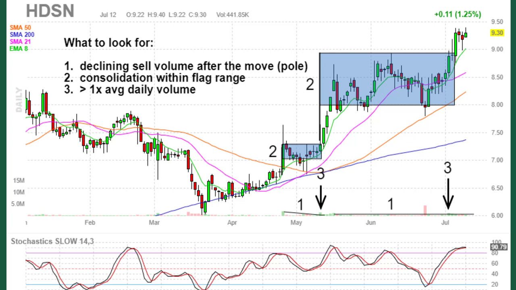And we'll see another one here with HDSN. So we've got our flagpole right here, declining volume after the move, and then a breakout on greater than 1 times average daily volume, and here's that consolidation within the range. And then there's another pole, another consolidation. This is a wider range, a little bit choppy, but still pretty tight. And right there, even despite this giant sell candle, we have this 1 times average daily volume up, out, and through.